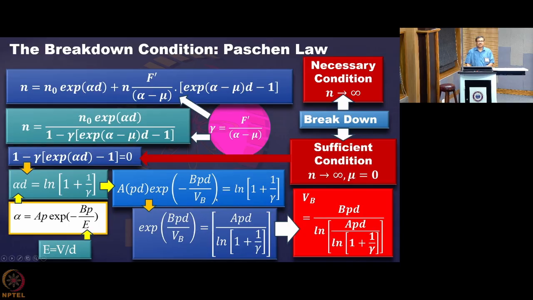Okay. So this gives us a criteria for breakdown to happen. Now you are seeing the condition that VB is equal to BPD by log of APD by log of 1 plus 1 by gamma, as we are seeing here. So this condition for breakdown which we have just reached is called the Paschen breakdown condition.